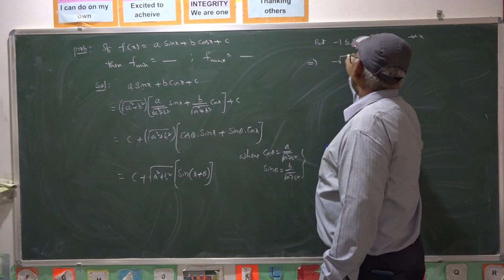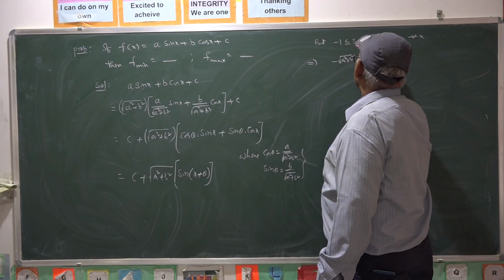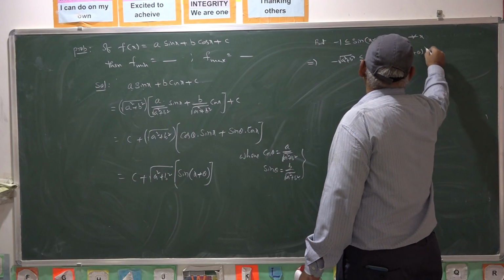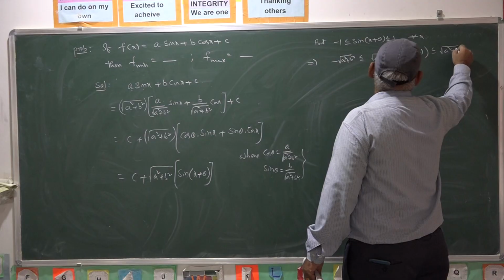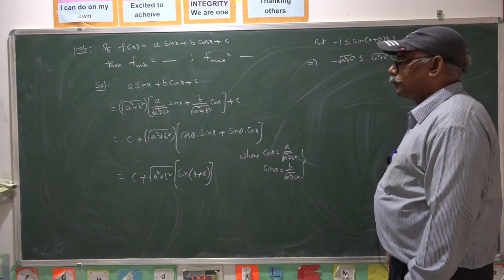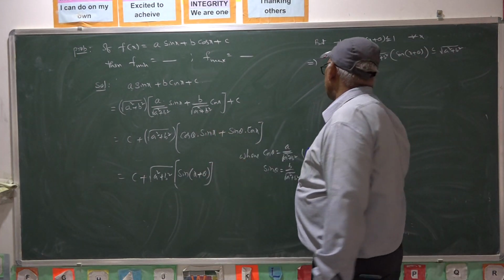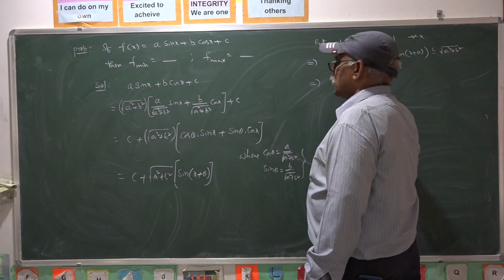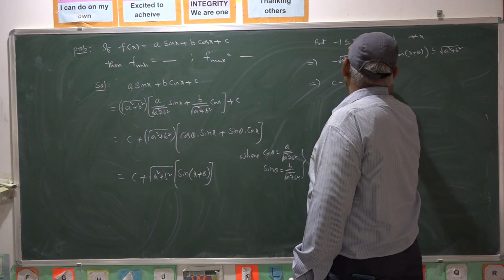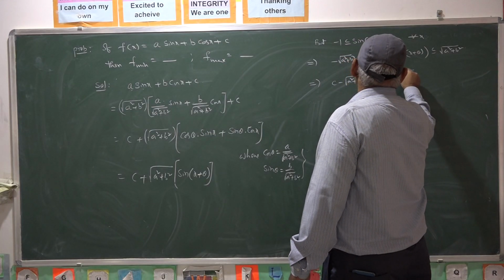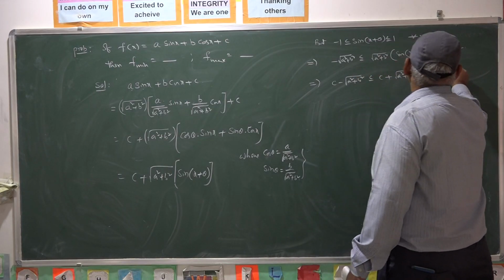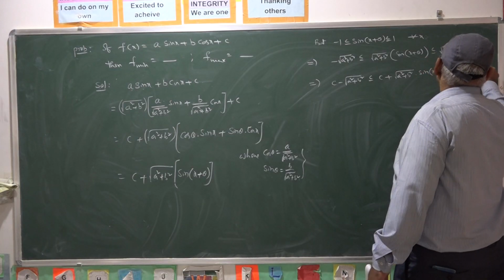That implies minus root over a square plus b square is less than or equal to root a square plus b square into sine of x plus theta is less than or equal to root a square plus b square. Just multiplying this inequality with root a square plus b square. To get the function here, let us add c throughout the inequality. So, c minus root a square plus b square is less than or equal to c plus root over a square plus b square into sine of x plus theta here is less than or equal to c plus root over a square plus b square.